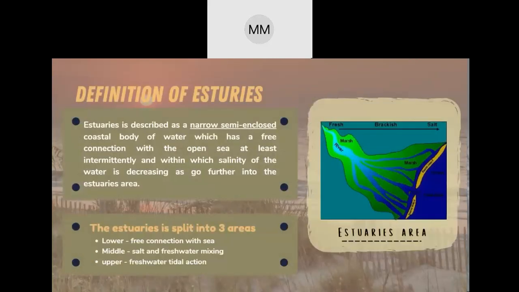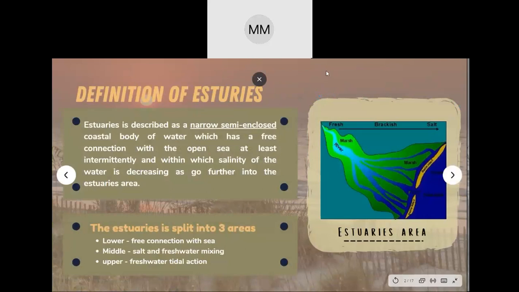Everyone ready, right? Group 5? Okay. First, what are estuaries? What is the definition of estuaries? Alright, an estuary is described as a narrow, semi-enclosed coastal body of water which has a free connection with the open sea at least intermittently and within which the salinity of the water decreases as you go further into the estuary area.